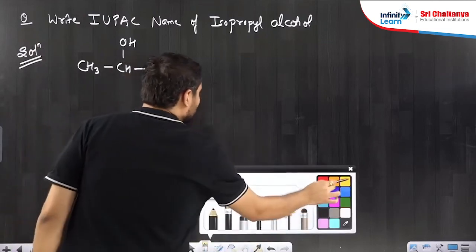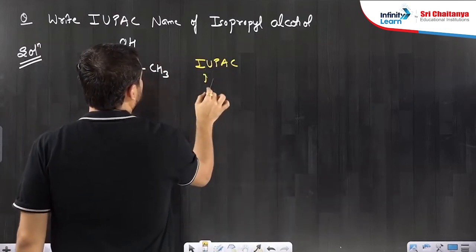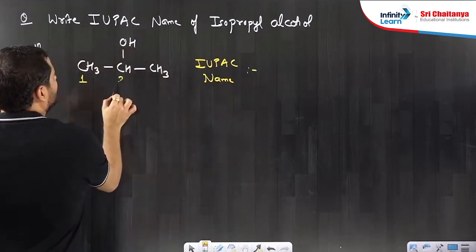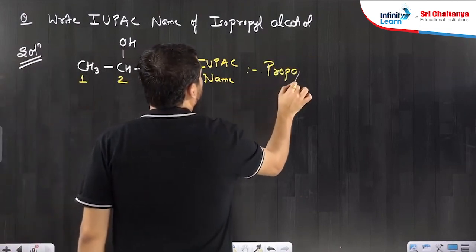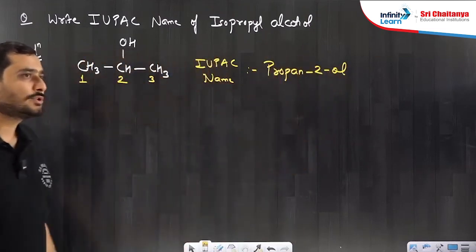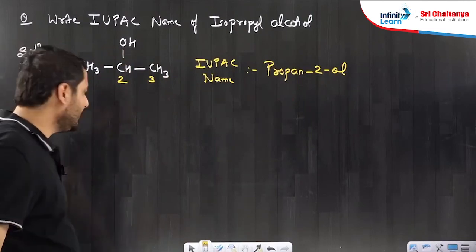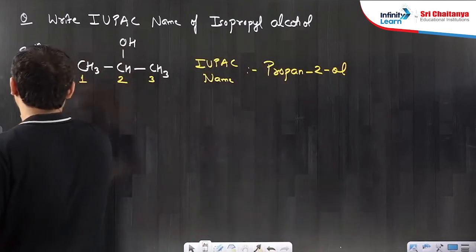Now what is the IUPAC name for this compound? Select the parent chain and write numbering 1, 2, 3. For 3, the word root is prop, single bond is ane. For alcohol, what do we write? Ol. So what is the name for this compound? Propan-2-ol. Okay. A similar type of question I am writing. You have to tell the name for this.